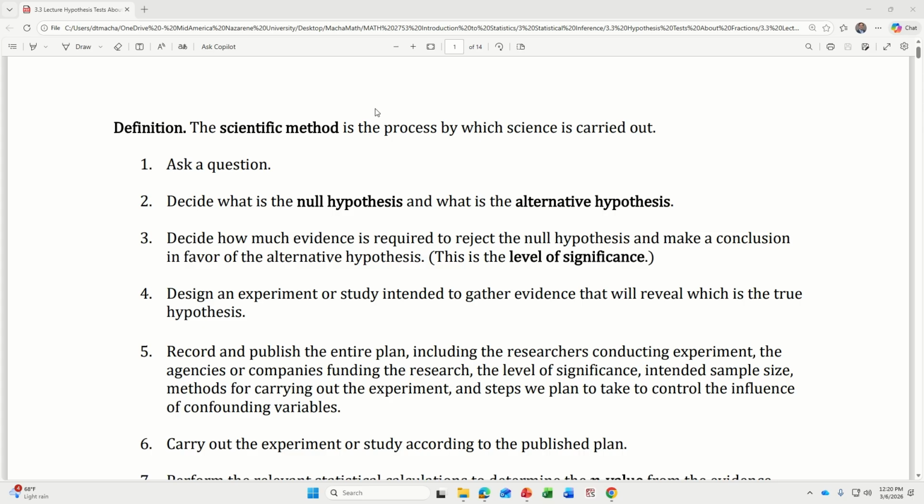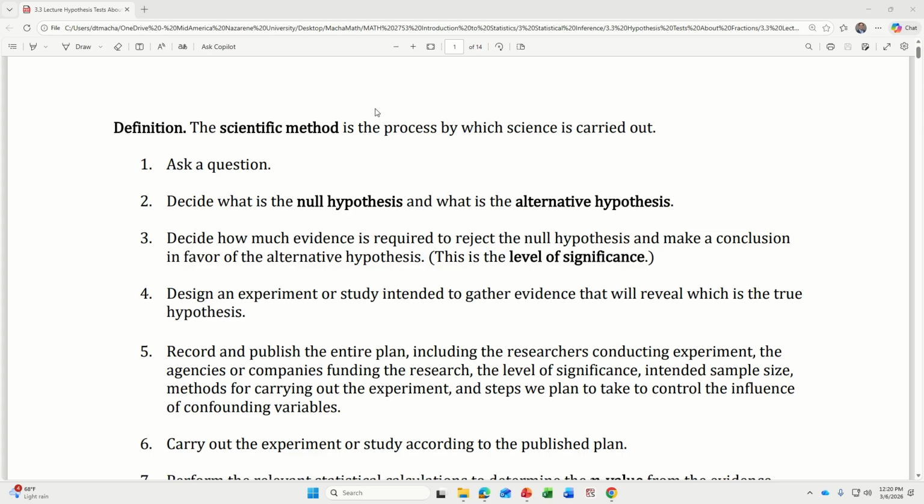Number three, decide how much evidence is required to reject the null hypothesis and make a conclusion in favor of your alternative hypothesis. This is what we want to happen. And when I say you have to decide how much evidence, it's like if one person takes this pill and their cholesterol goes down 1 point, is that enough evidence? No, that's really not enough evidence because it might have happened randomly.